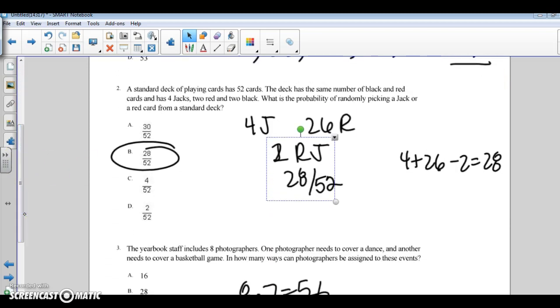Number 2, a deck of playing cards. The deck has the same number of black and red cards, so there are 26 red cards. There are also 4 jacks, 2 red and 2 black. What's the probability of picking a jack or a red card? The problem is there are 2 red jacks. So you can't just do 4 plus 26. You have to do 4 plus 26, then take away the 2 red jacks because you counted them twice. So it's 28 over 52, which is answer B.